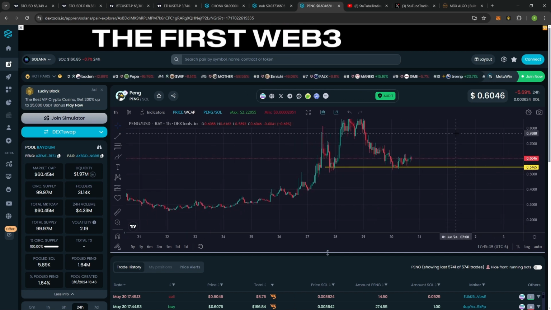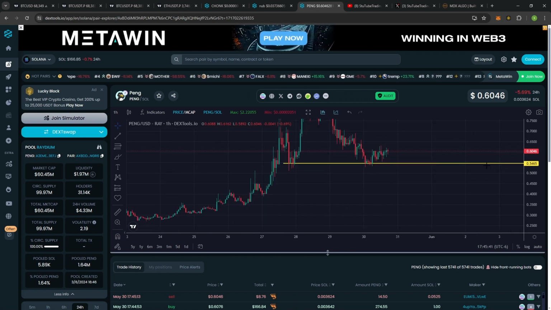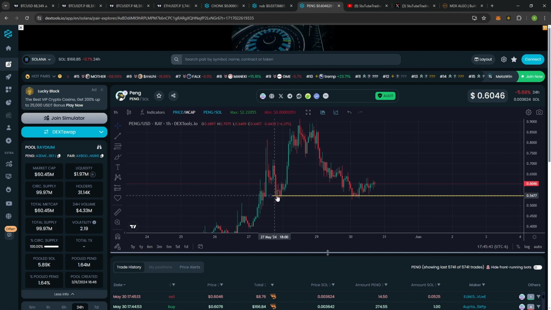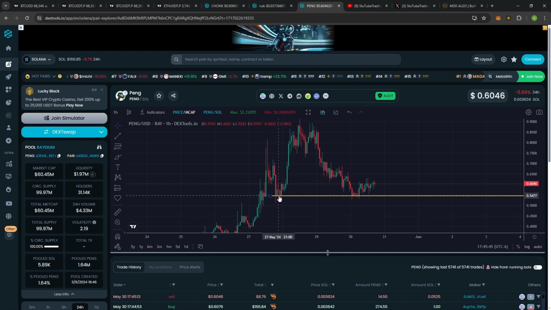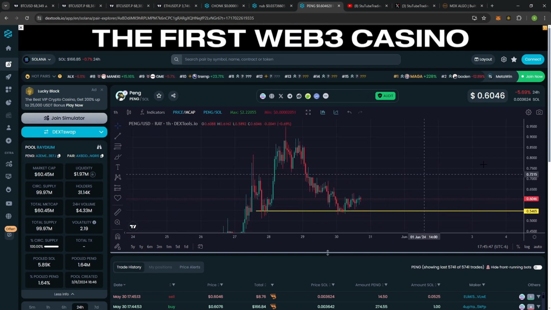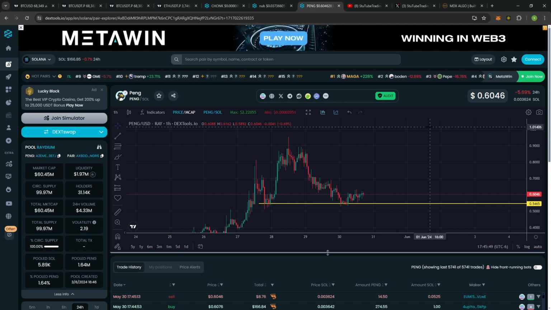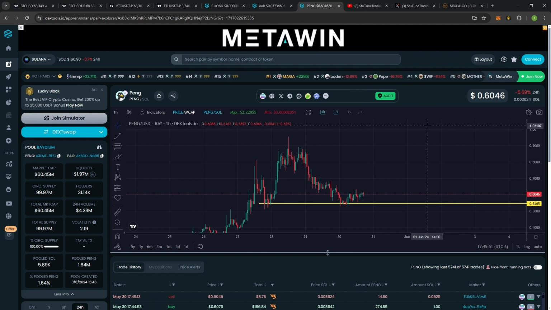Basically looking at this yellow line as holding support. This is the 1 hour chart. So if we start closing candle bodies below this, I might consider downsizing my position again. And even if that means buying back lower, right?